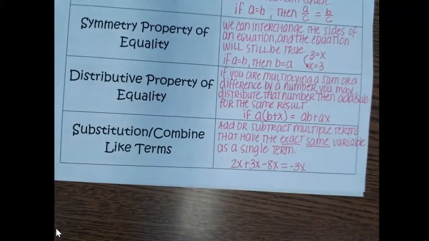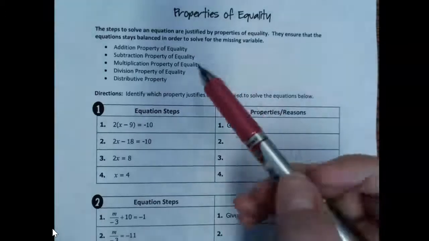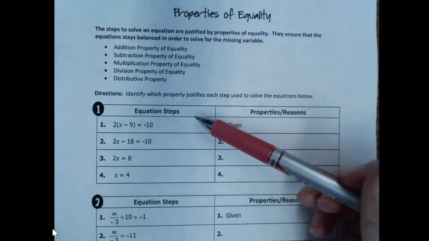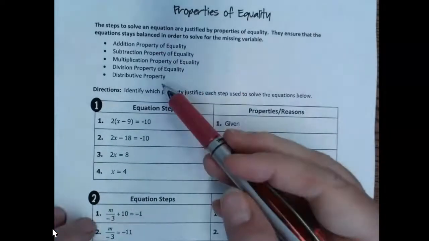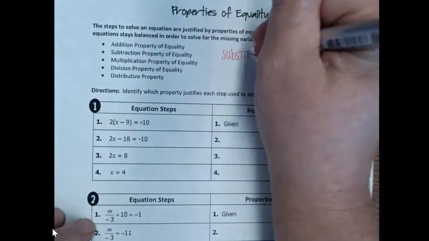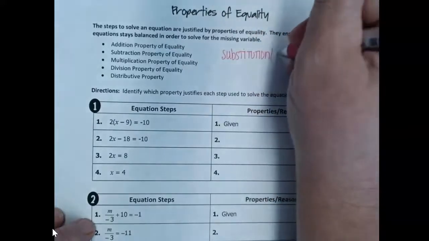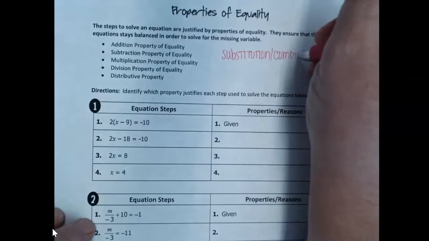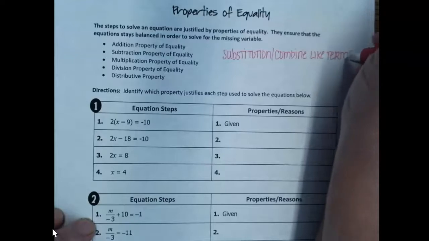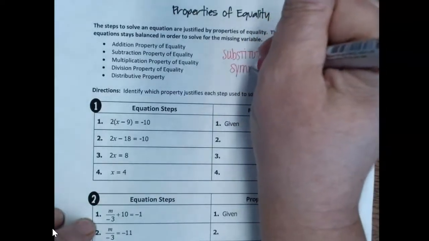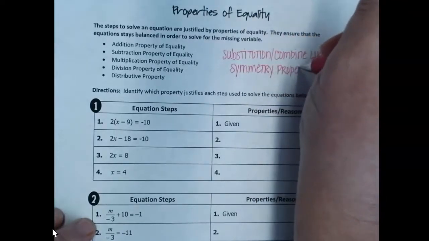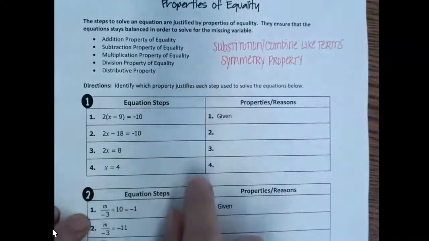Alright, let's go to some examples. The purpose of this is you are going to use these properties to justify why you're allowed to make your solving steps as you solve equations. So I gave you your properties. I just want to remind you, don't forget about the substitution. Combine like terms. You can use either word. And your symmetry property. Okay. So keep these in mind that we just talked about.